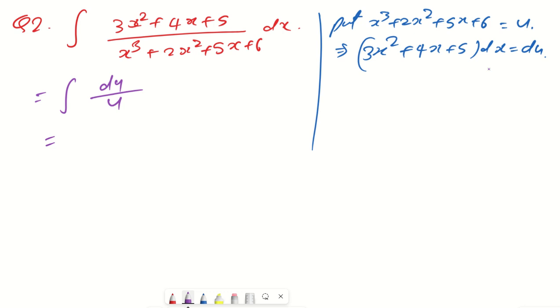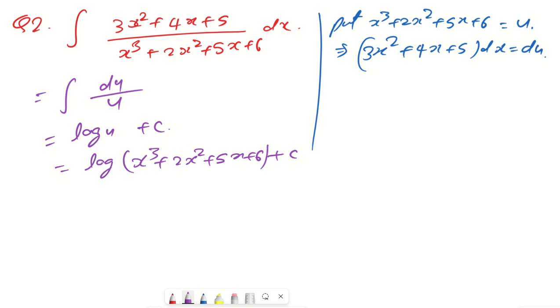And this is very similar to the first question, log of u plus some constant c, and we can write it down as log of u replaced by x cube plus 2x square plus 5x plus 6 plus some constant c. Okay, let us take another question.